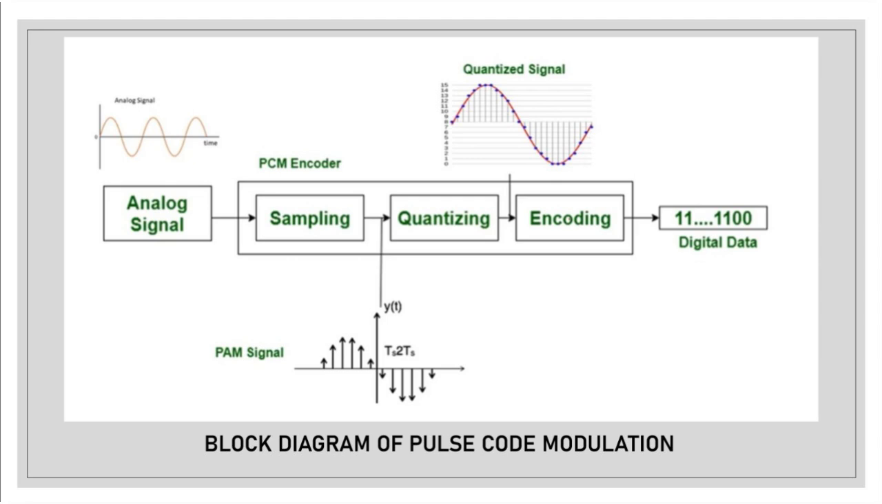Here, an analog signal is going to the PCM encoder for sampling to become a PAM signal, or pulse amplitude modulated signal. Then it goes to a quantizer that quantizes the signal into a quantized signal. Then it goes to an encoder that encodes the quantized signal into digital data.